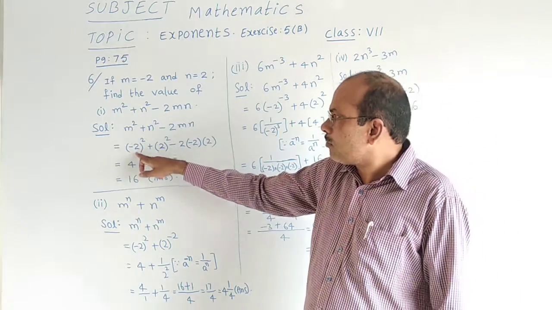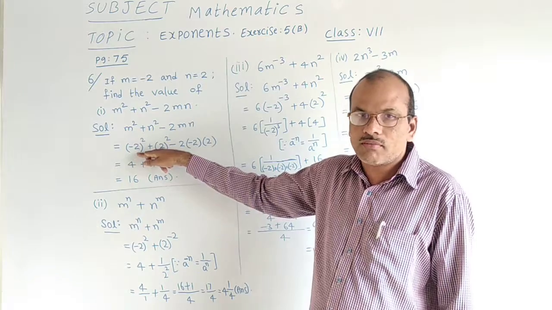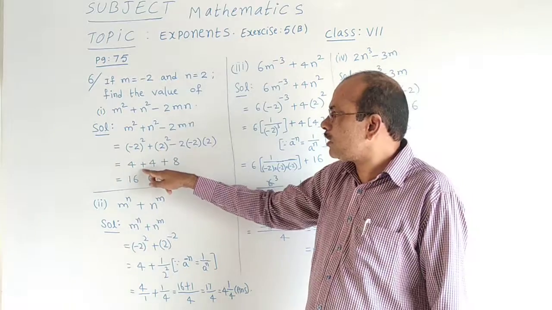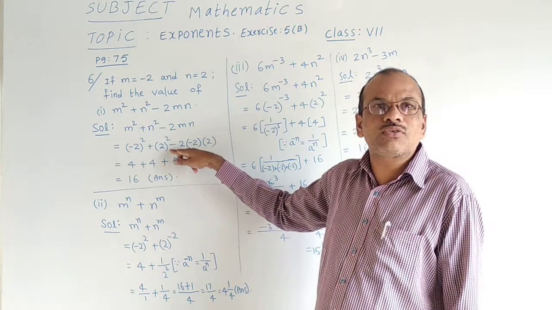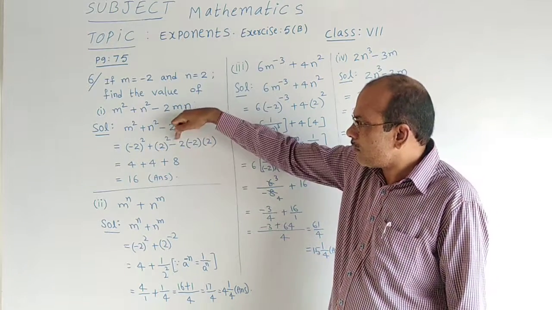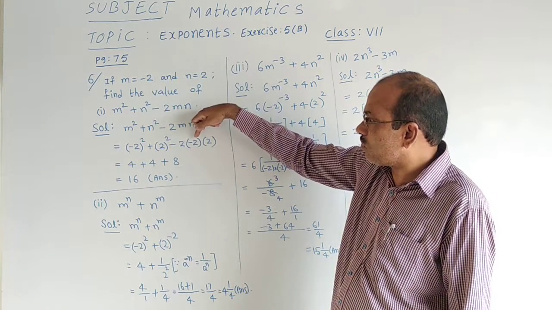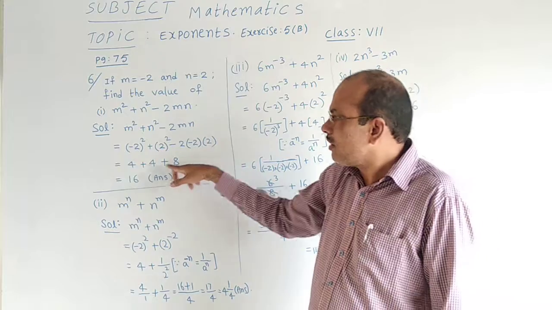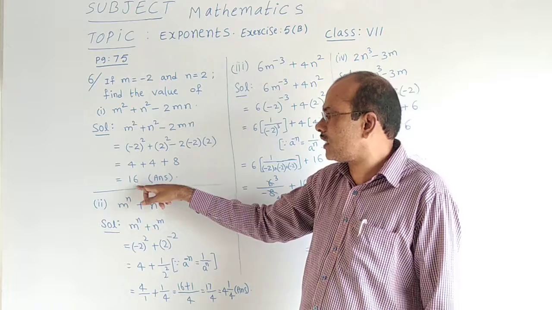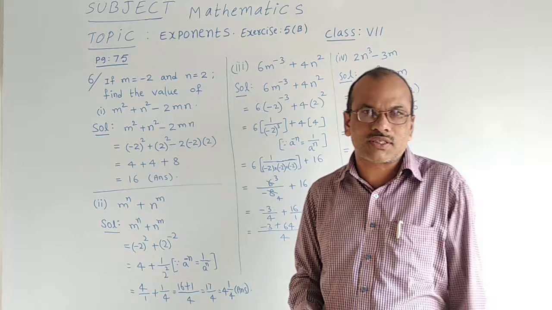Minus 2 whole square, minus 2 into minus 2, 2 2s are 4, minus into minus is plus, so 4 with plus symbol. Again plus 2 square, 2 into 2, 2 2s are 4. Minus into minus gives you plus, 2 2s are 4, 4 2s are 8. If we add all the digits, 4, 4, 8, 8 and 8, 16, that will be the answer for the first bit in question number 6.